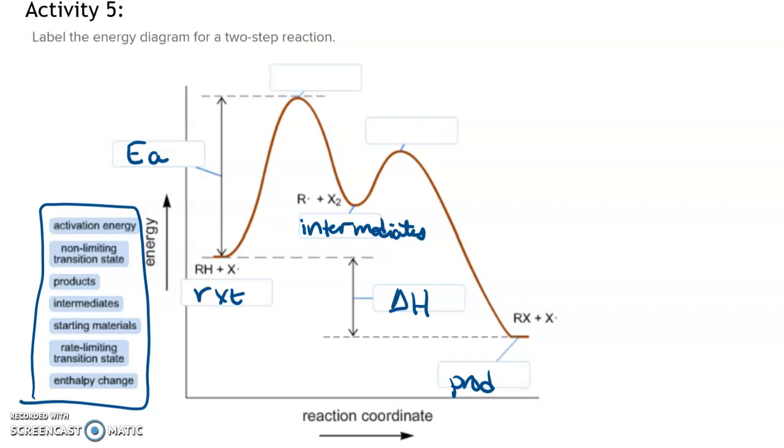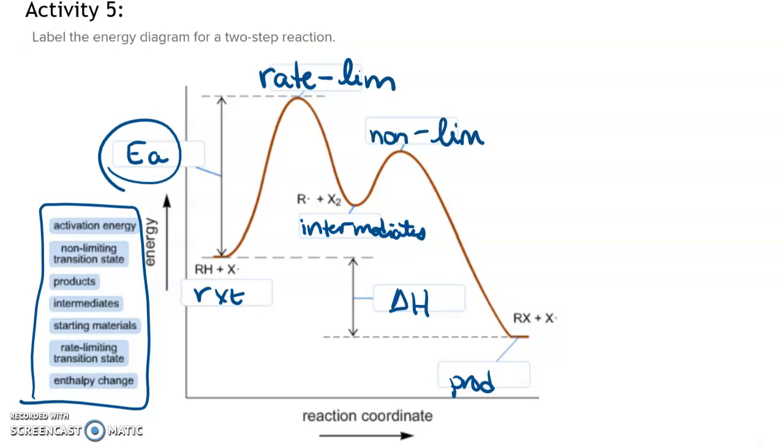Okay, so the trickiest part is figuring out which one is going to be the rate limiting transition state. So what you're actually looking for there is the biggest activation energy. So out of the two reactions, the first one, the peak is the highest. And so that's actually going to be our rate limiting step. And this is going to be our non-limiting step. Okay, and again, that's because the amount of activation energy needed is higher for this one.